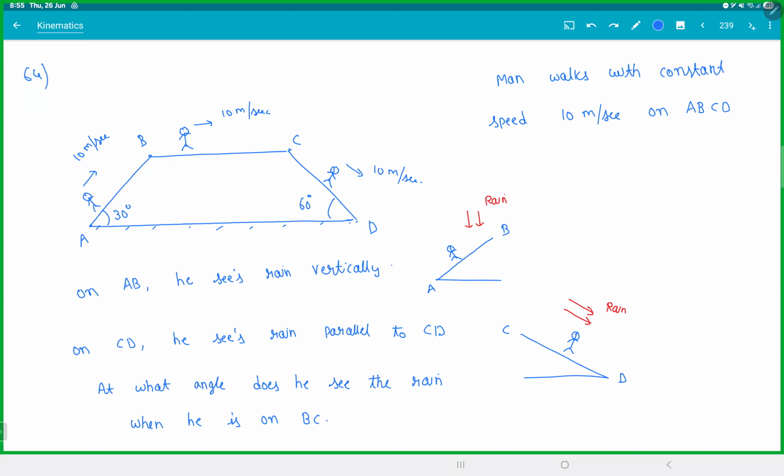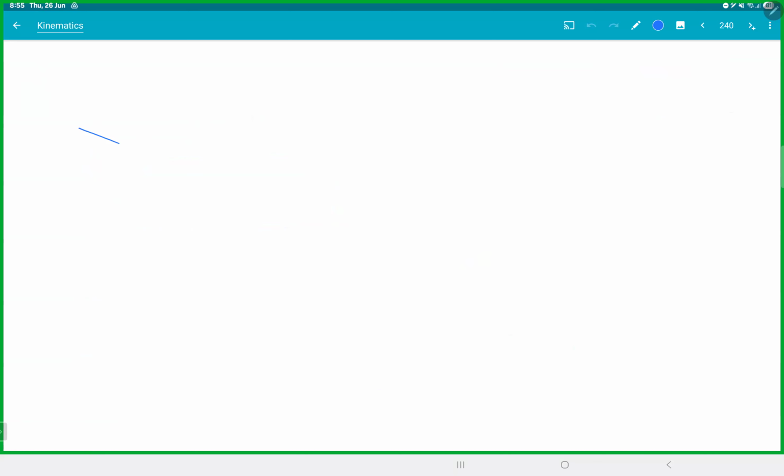Let's start from CD. The whole question starts from CD. This is 60 degrees, this is C, and this is D. Look at this. So when this person is walking along CD, this is the velocity of the man with respect to the ground. And you're telling me he thinks the rain is hitting him parallelly, so he thinks the rain is also falling this is the velocity of the rain as seen by the man, Vrm.